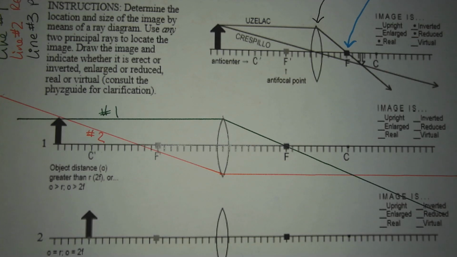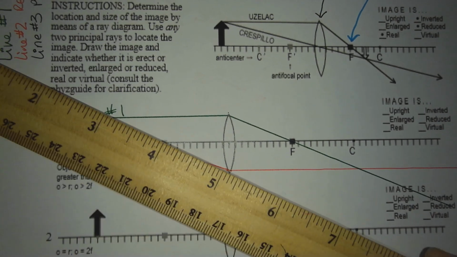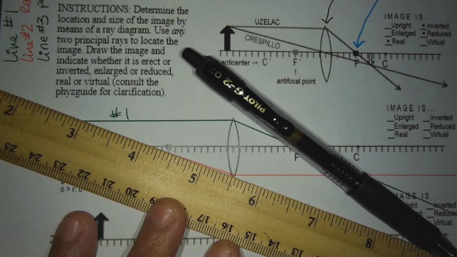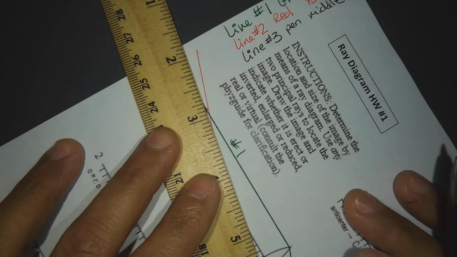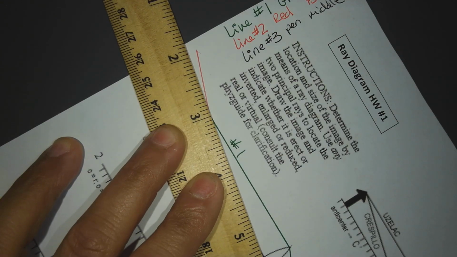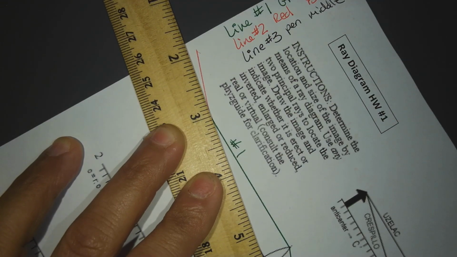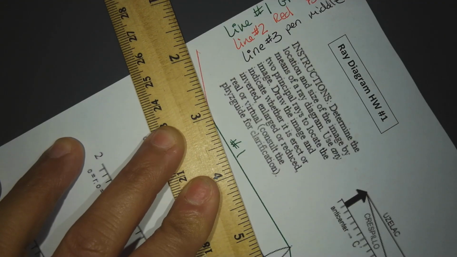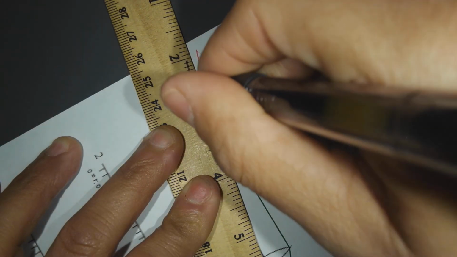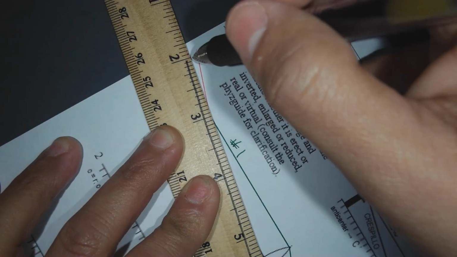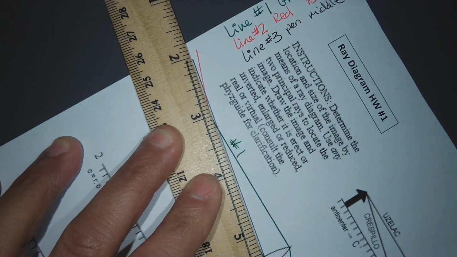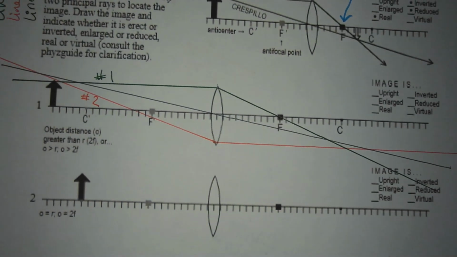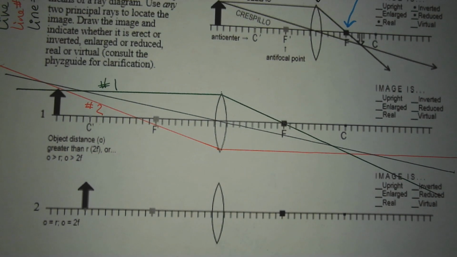So what happens is in line number 3, we are going to connect from the top of my object through the middle of my lens. So let's go ahead and go from the top of my object through the middle of my lens as much as I can, as perfect as I can. Make that as straight as possible. That's pretty good. Look at that. It's not perfect, but it's pretty good.